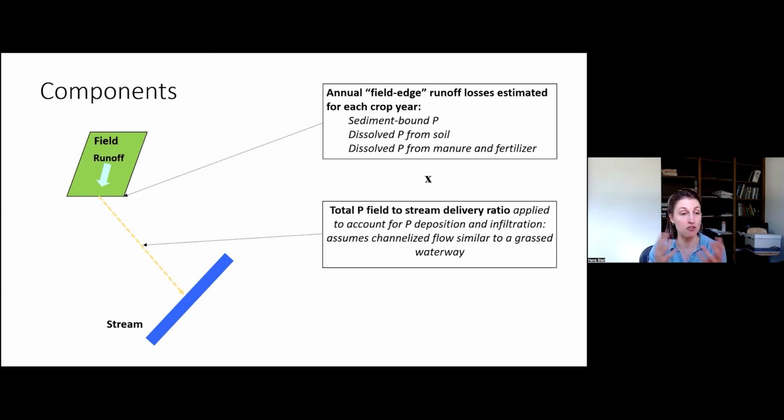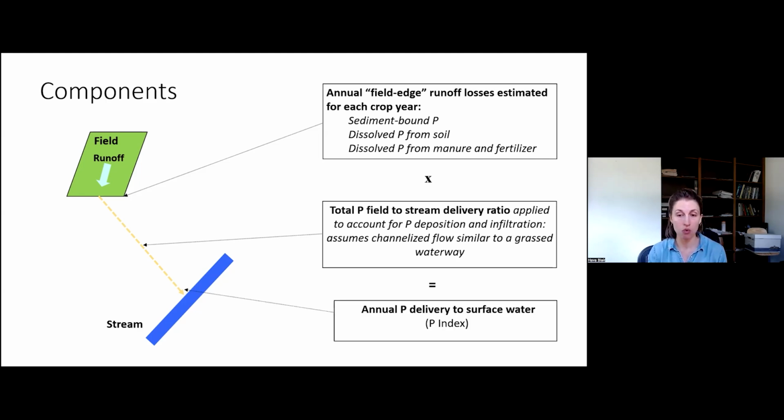And we want to address that with this delivery ratio, where we take the result of how much phosphorus we estimate might be making it to the edge of the field, and we adjust that based on the slope to the nearest surface water and the distance to the nearest surface water. And then when we consider those two boxes together, that is what makes up that final number that I showed in some of the earlier slides, that result for the rotational average P delivery to surface water. That's what we call the P index result.